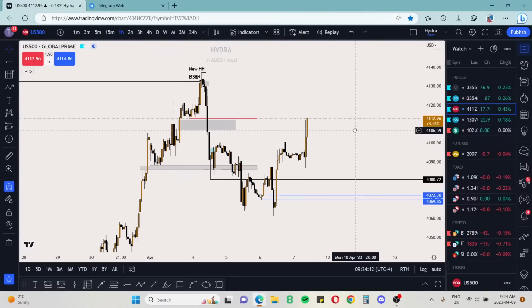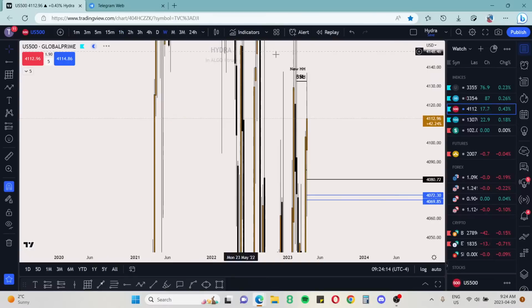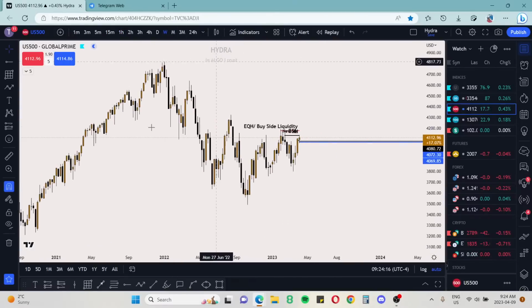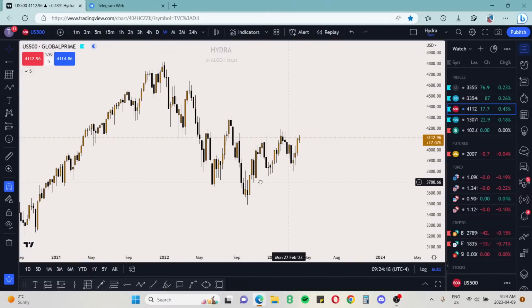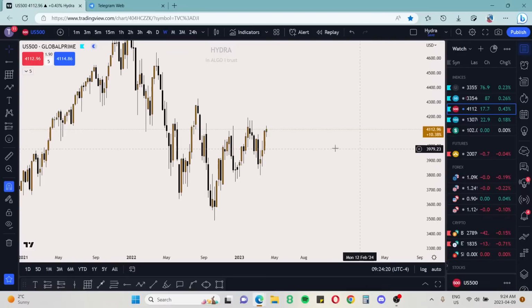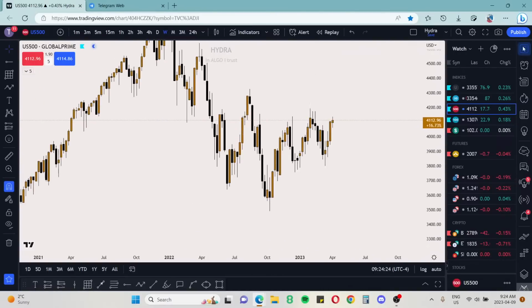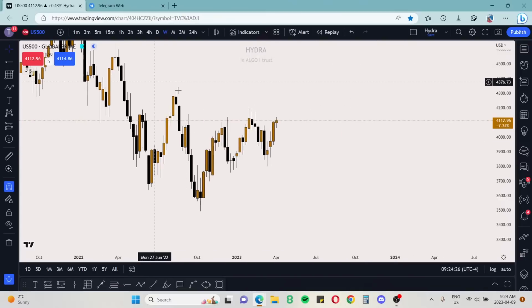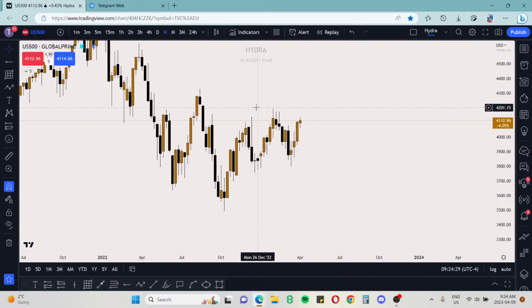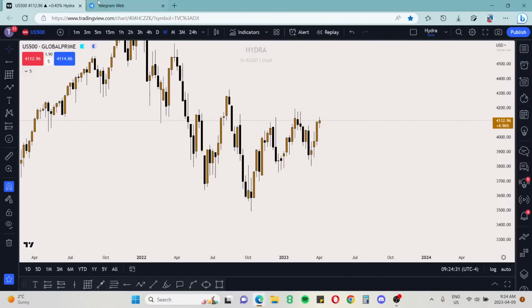So on US 500, right? Someone is asking, what's your bias on US 500? It's similar. If my bias is bearish on US 30, I'm expecting also lower prices on US 500. But the price action is slightly a bit different on US 500. Me personally, I only decide my bias on US 30.